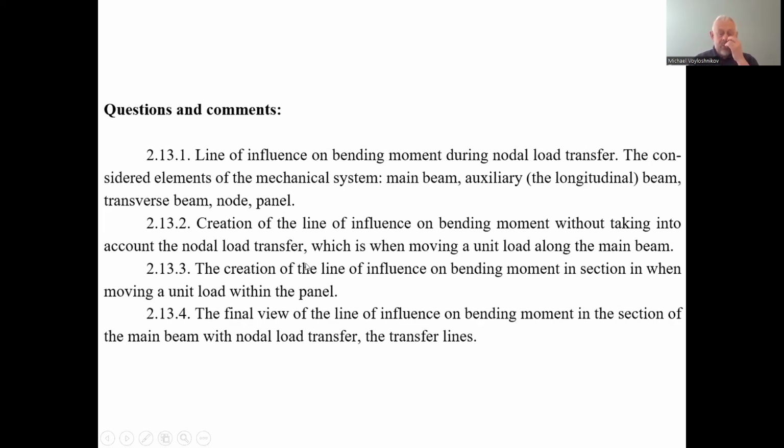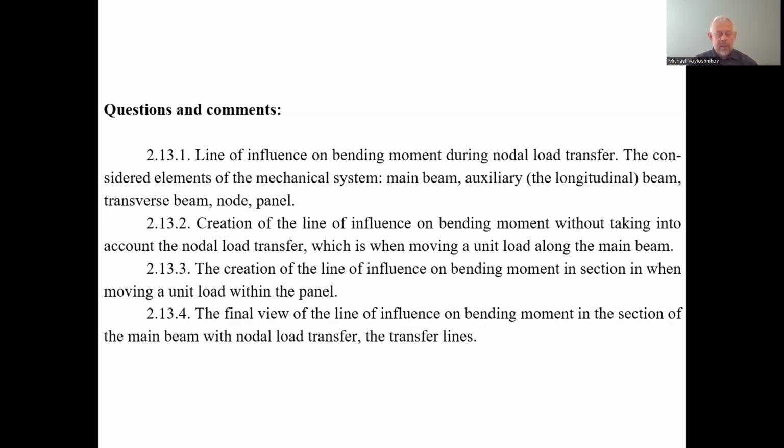So to find the line of influence, first we have to assume that the unit load moves along the main beam. And after that, we consider the interaction of the main beam and the auxiliary beam in the nodes. And we next do the final line of influence on the bending moment, assuming that the points of loading of the main beam are only the points of connection with the auxiliary beam.